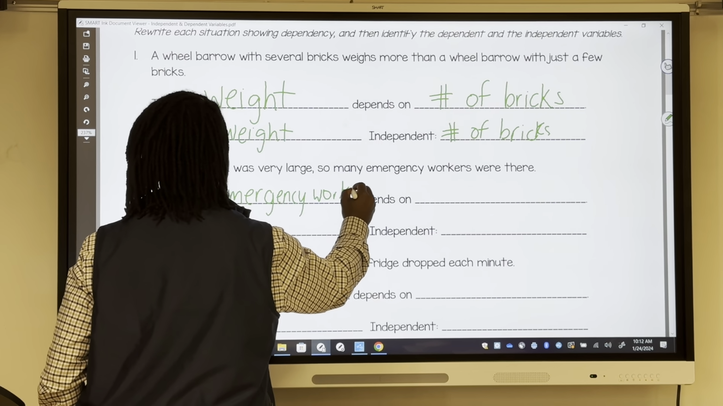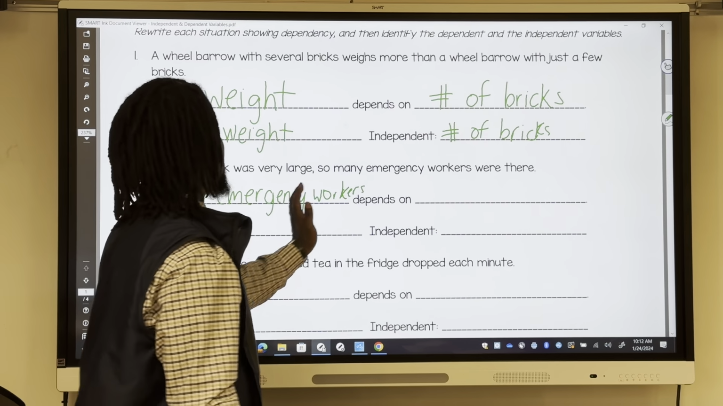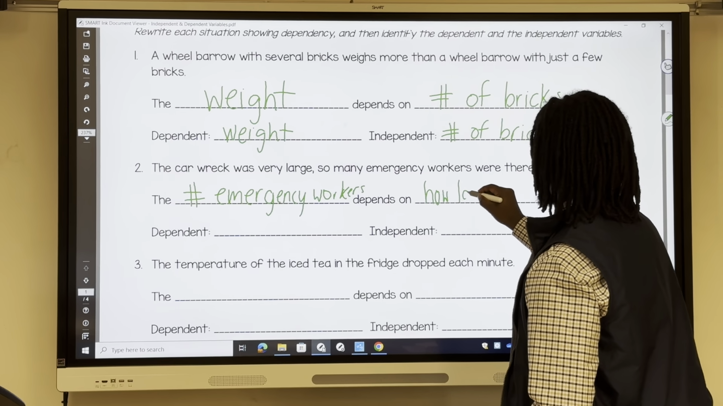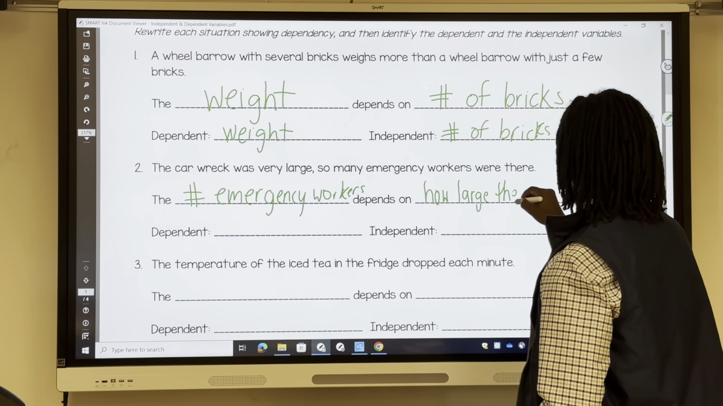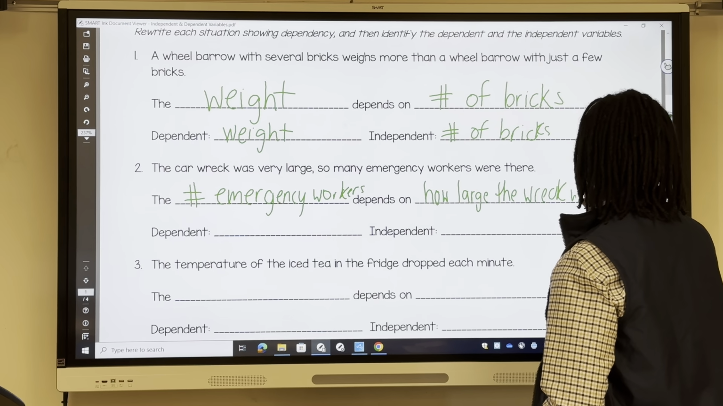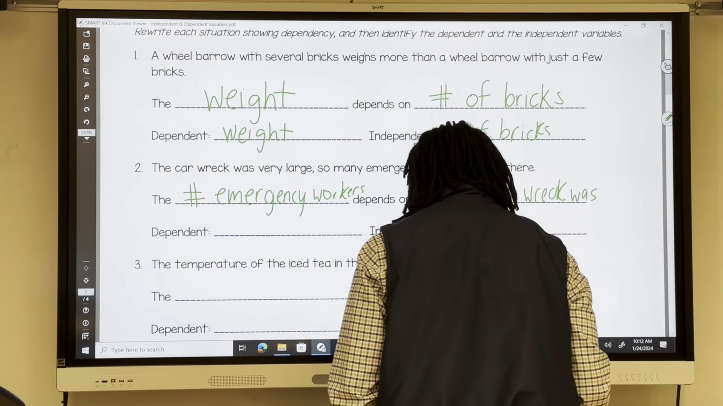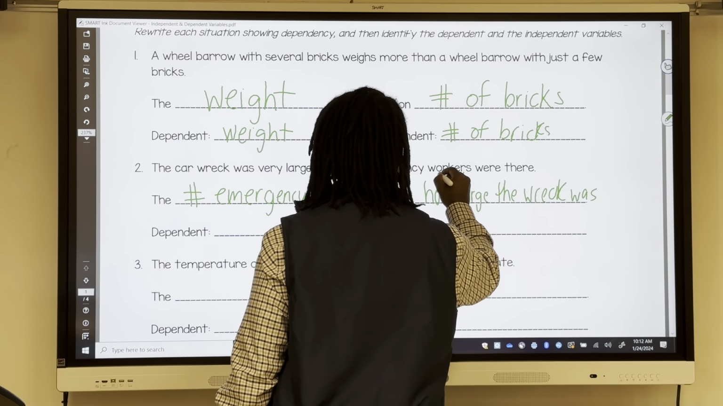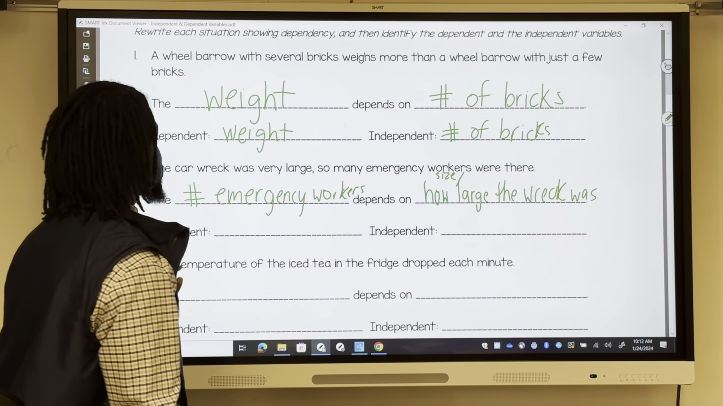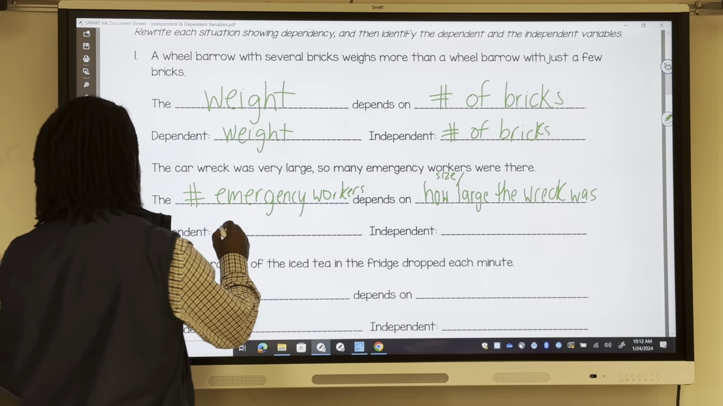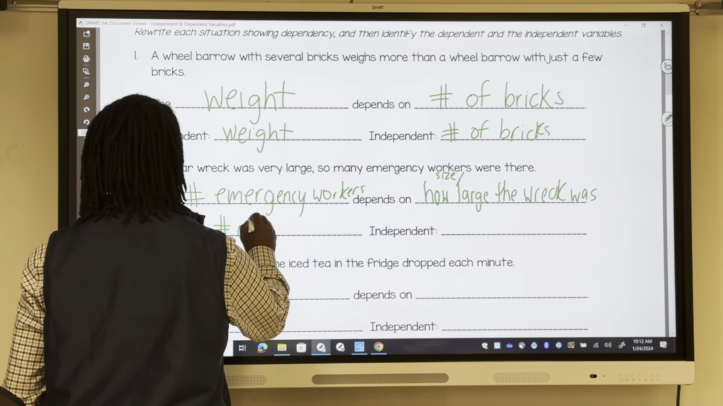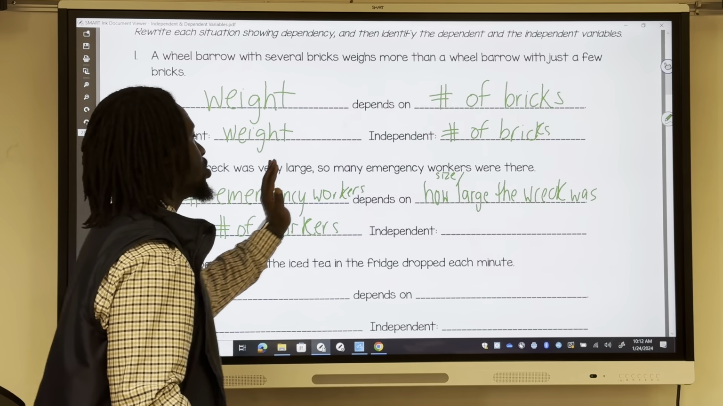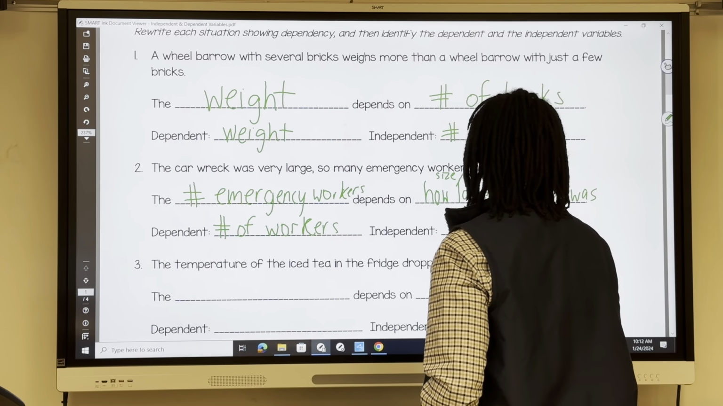Okay, so the number of emergency workers depends on how large the wreck was. So it depends on how large, or the size, of the wreck. So the dependent variable is the number of workers, which is dependent on the size of the wreck.